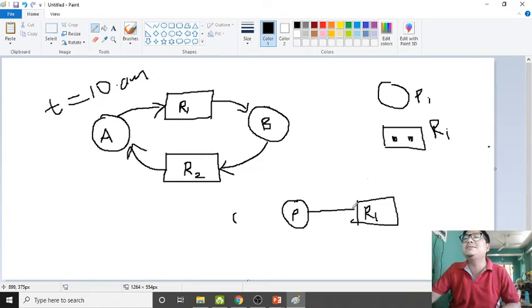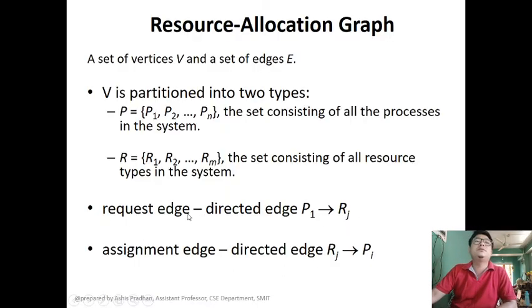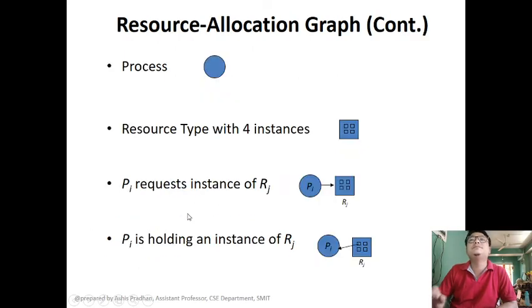So requesting edge's direction will be from P to R. This arrowhead, you need to understand, is a requesting edge. Now when this R1 is free, R1 is assigned to P. Looking at this directed edge from resource to process, a directed edge from resource to process is known as an assignment edge, and a directed edge from process to resource is known as a request edge. So, request edge and assignment edge.